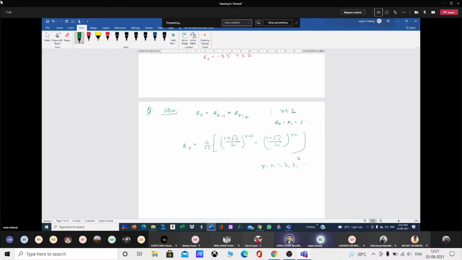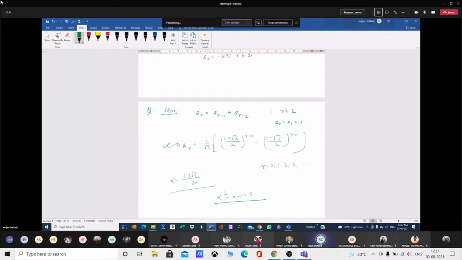Sir, a1 I am getting 3 root 5 by 10 plus half. No, this should be 3 root 5 by 10 plus 1 by 2. No, this should be the alpha. You are getting alpha should be (1 plus minus root 5) by 2. This should be your alpha solution. What you are solving? Alpha square minus alpha minus 1 equals 0. Solve it.